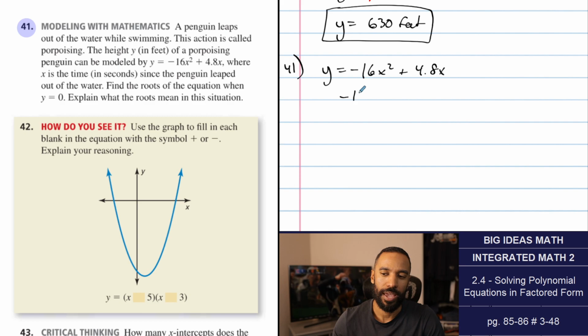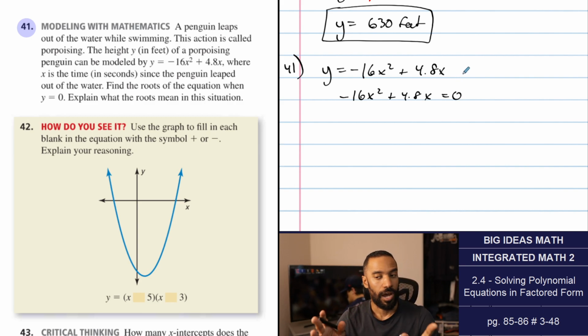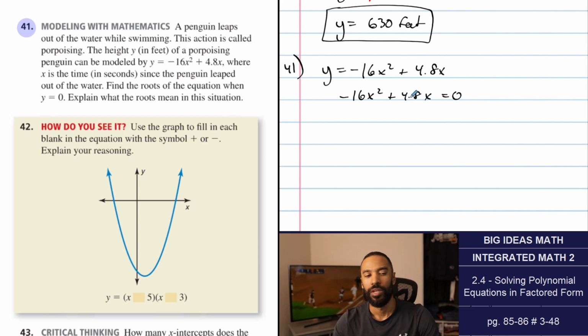So I'm going to first set y equal to 0 in this situation: negative 16x squared plus 4.8x equals 0. And now I'm going to solve this. Notice that, and I think I mentioned this before, the negative 16 portion has to do with gravity. Penguin jumps up, gravity's pulling it down. It's an acceleration thing. 4.8 is probably the speed at which it came out of the water. In feet per second.